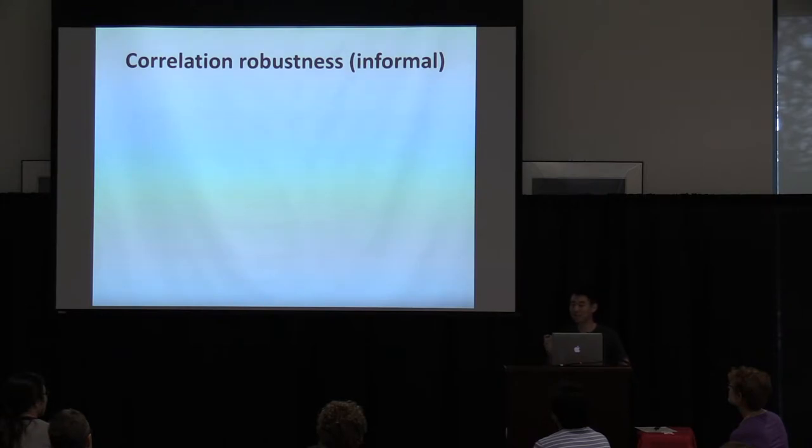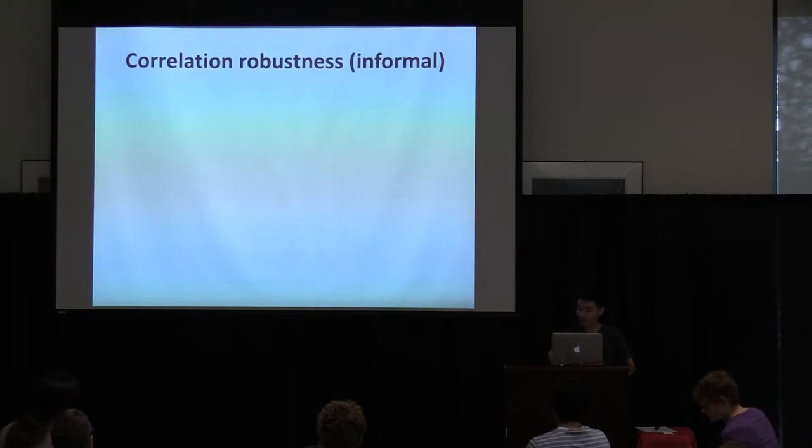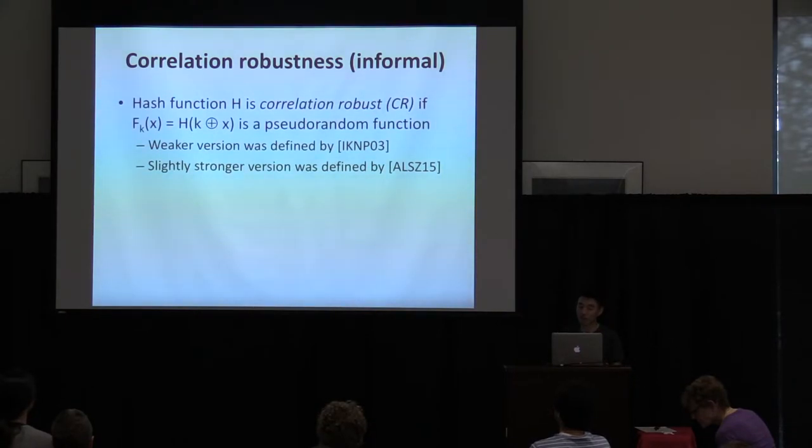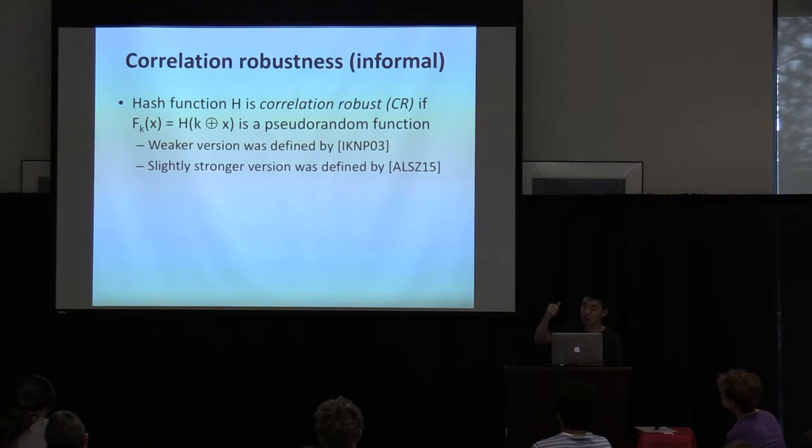Let me start with correlation robustness. As far as I know, this concept was also proposed in the OT extension paper by Yuval et al., where they proposed a notion which is slightly weaker than ours. Essentially, if H is correlation robust, then F sub k of x, implemented in this way, should be a pseudorandom function. The weak version defined in AISZ does not allow adaptive queries to the random function, and the weaker version defined in Yuval's paper has a restriction on the distribution of x. X has to be uniform in IKNP, and it does not allow adaptivity.